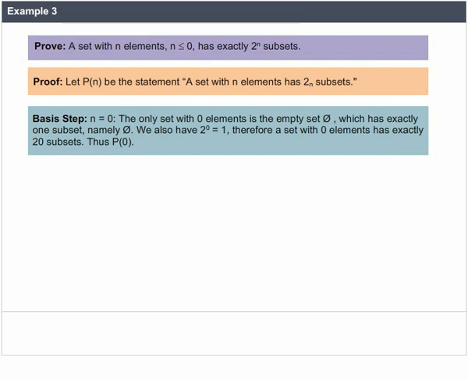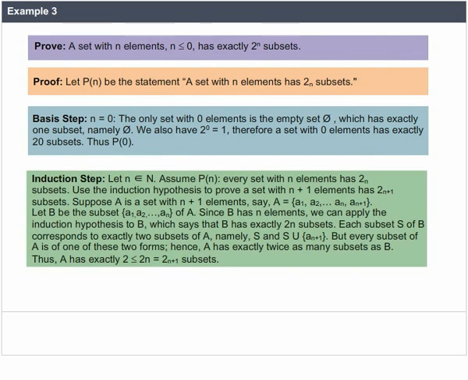We also have 2 to the power 0 equals 1. Therefore, a set with 0 elements has exactly 2 to the 0 subsets, thus P of 0. Induction step. Let n belong to the natural numbers. Assume P of n: every set with n elements has 2 to the n subsets. Use the induction hypothesis to prove a set with n plus 1 elements has 2 to the n plus 1 subsets.